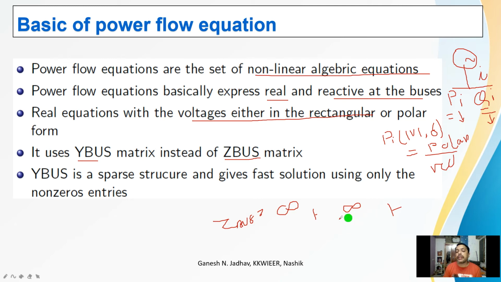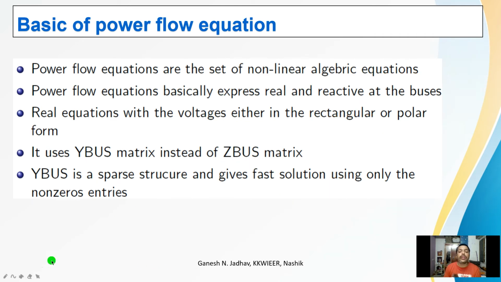If two buses are not connected, the impedance is infinite, but the admittance between them is 0. We know that the Y-bus matrix is a sparse matrix, meaning many entries are zero entries, so it is called a sparse matrix. It is sparse in structure, so it will give a fast solution due to handling only the non-zero entries, and the memory requirement will also be less.